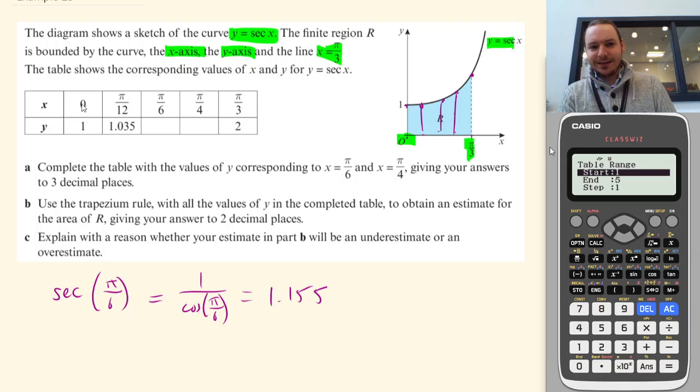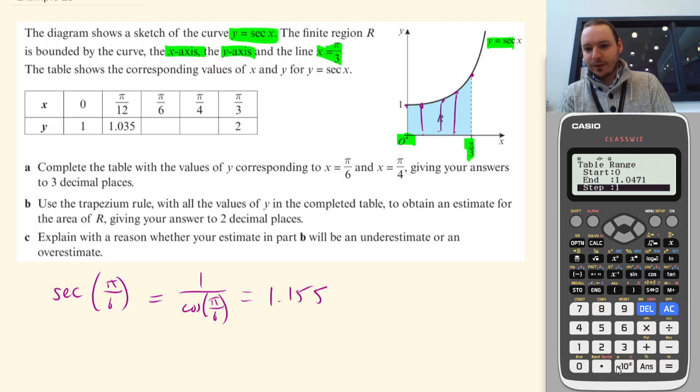Start, end, and step. Got to think about that a little bit. I'm beginning at 0. I'm ending at pi over 3, so I can hit shift and then pi, and then the fraction button and 3. Notice you don't get the nice looking fractions, you get this weird kind of backwards L shape, but this means pi over 3. And the step, well, we're going up in pi over 12s. If you look at the gap between 0 and the first one, you can see that straight away. So the step is pi over 12.